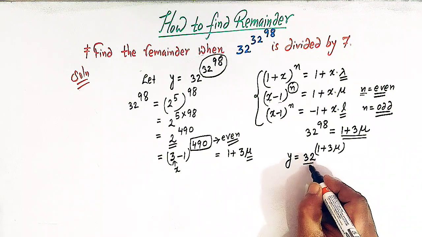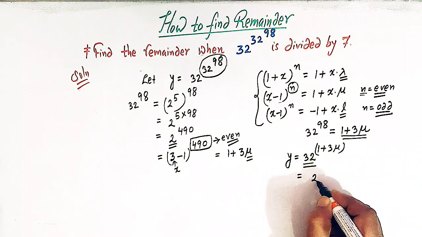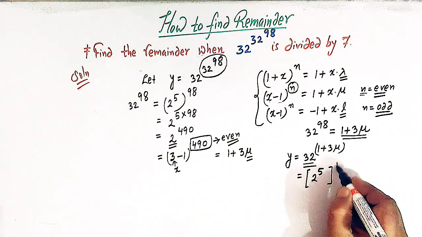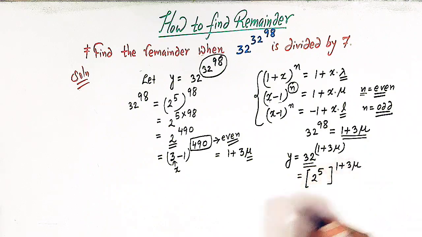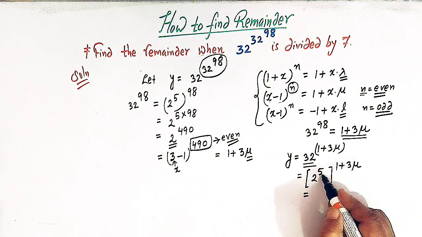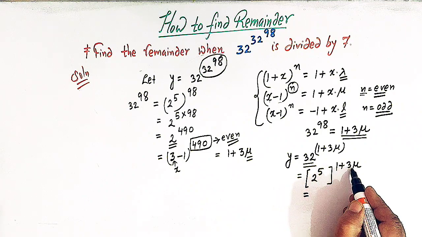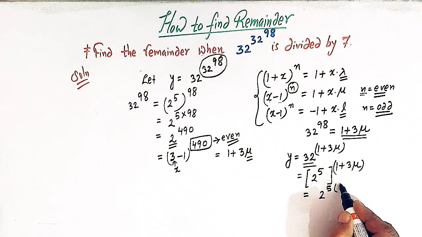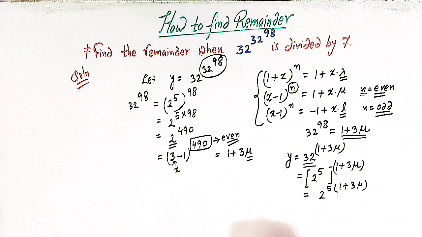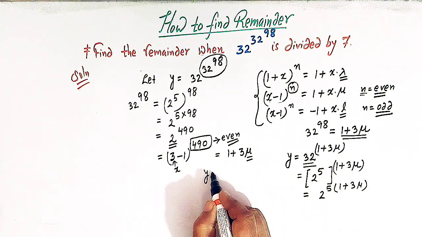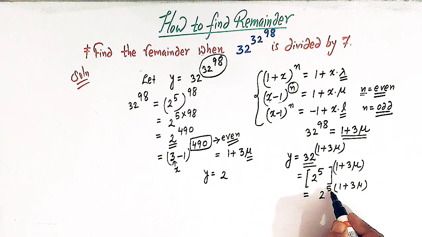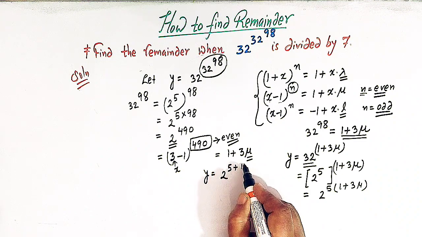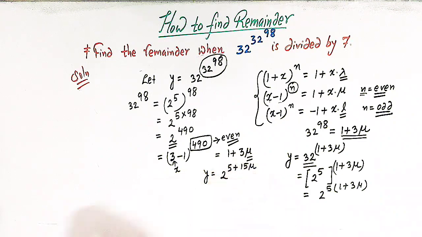So now let us rewrite this 32 as 2 raised to 5, and here we have the power, that is 1 plus 3 times mu, right? So by the laws of exponents, let us multiply 1 plus 3 mu by 5. So we have 2 raised to 5 times 1 plus 3 times mu. So now y can be written as 2 raised to 5 times 1 is 5, and here we have 5 threes are 15, that is 15 mu.